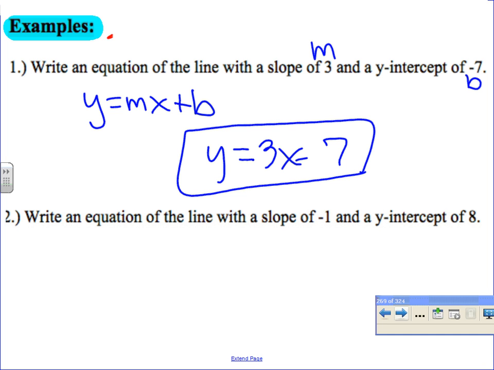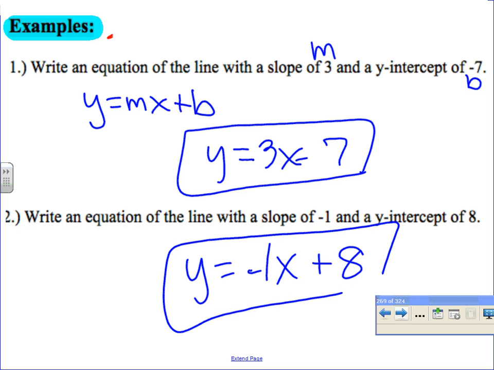Grace, what did you get? Good job. Y equals negative 1x plus 8. And I made them harder a little bit into the lesson here. This is as easy as it gets without a graph.